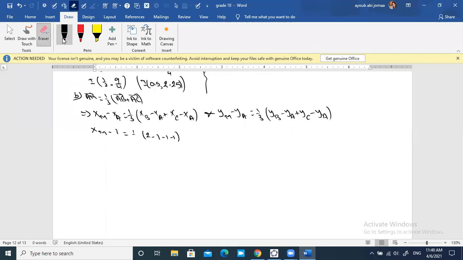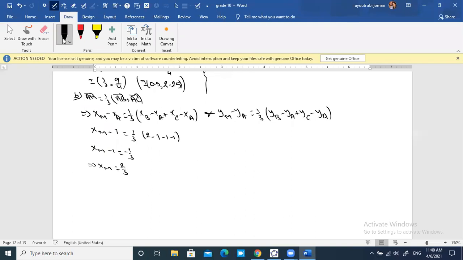Then xM minus 1 equals 1 over 3 times (2 minus 1 minus 1 minus 1), which is negative 1, so negative 1 over 3. And so xM equals negative 1 over 3 plus 1, which equals 2 over 3.